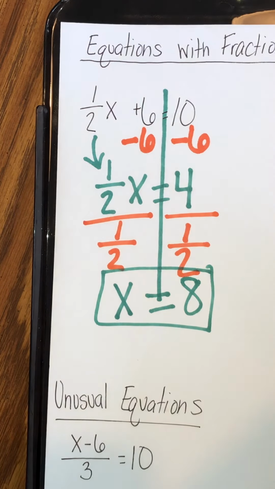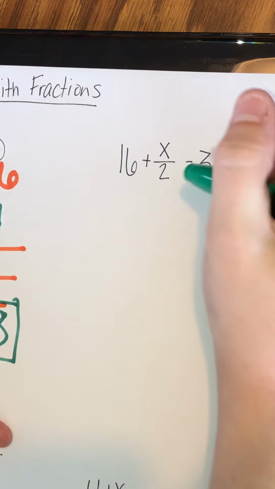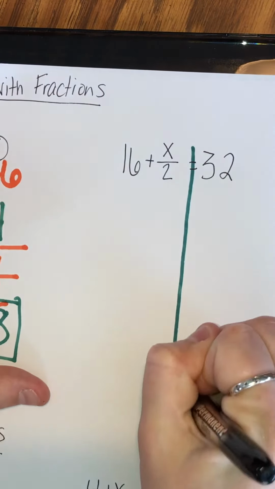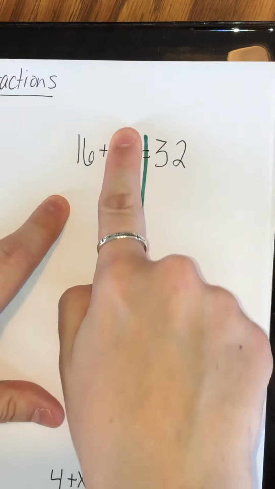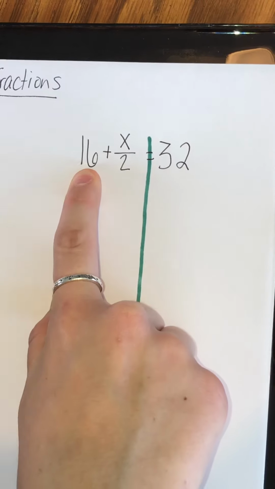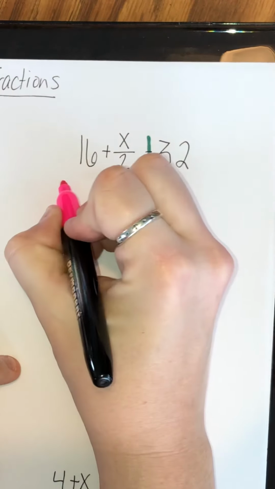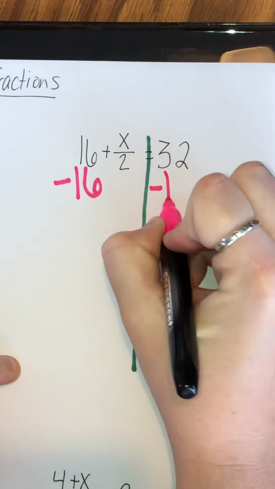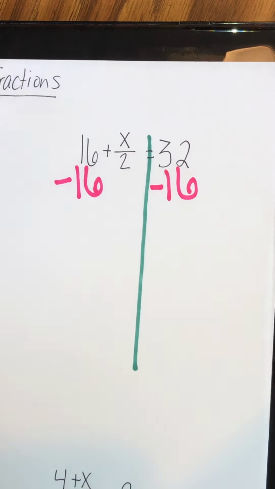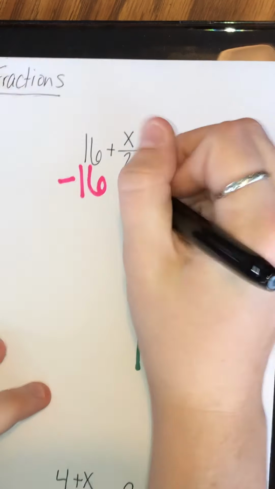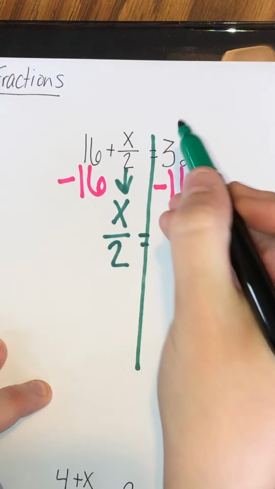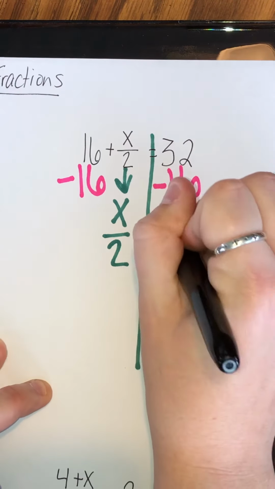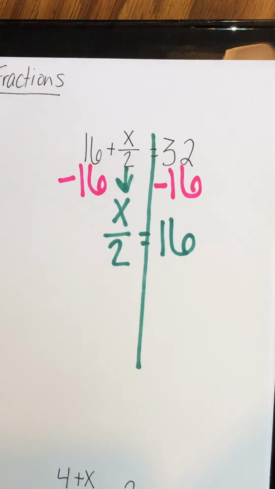All right, let's try another one. We have this problem over here. Again, we're gonna draw our line. We're gonna get rid of any addition or subtraction. So x is being divided by 2 plus 16. So to get rid of that 16, we're gonna have to subtract 16 from both sides. Well, 16 minus 16 would just be 0. So on this side, we just have my x over 2 that comes straight down. And then we have 32 minus 16, which is 16. So our equation is x over 2 equals 16.